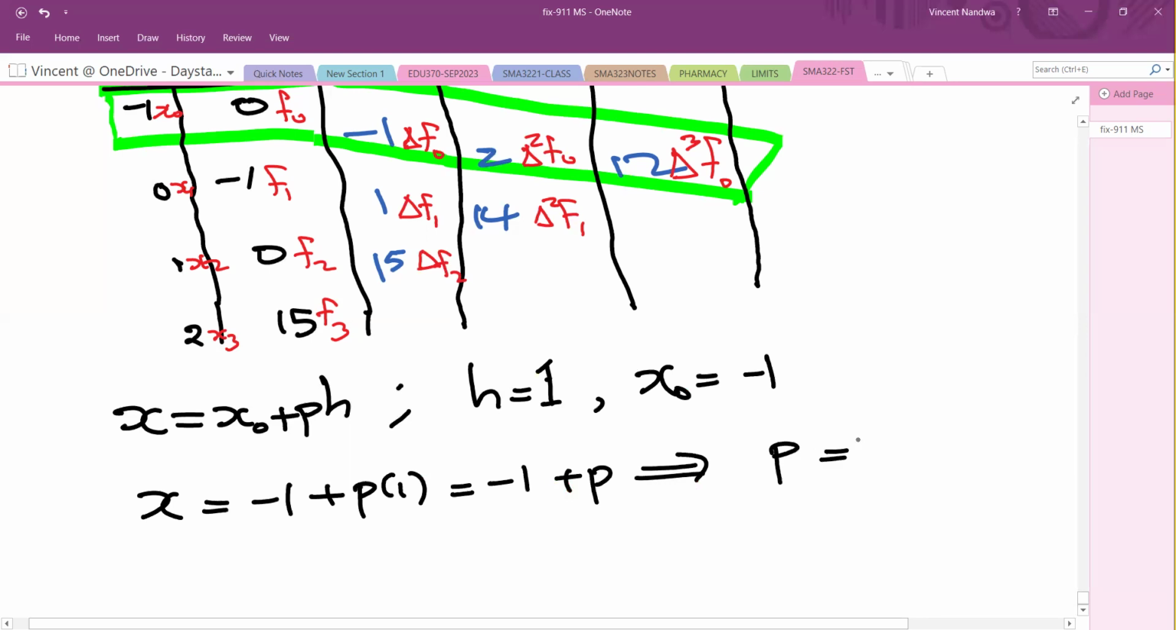So what's the value of p? What will be the value of p in terms of x? X plus 1. So p is equal to x plus 1.